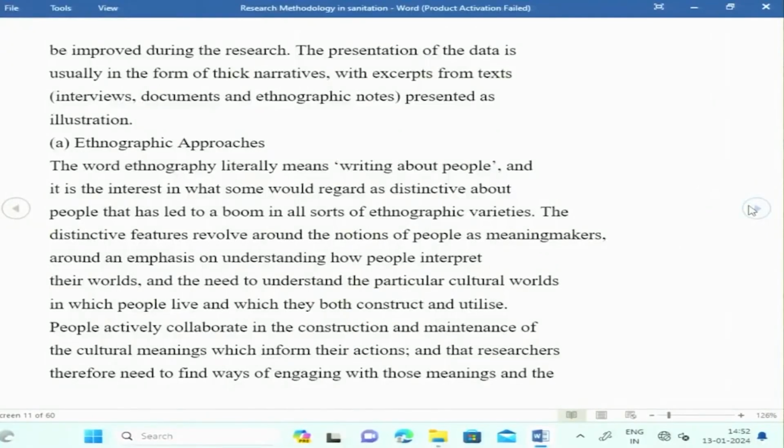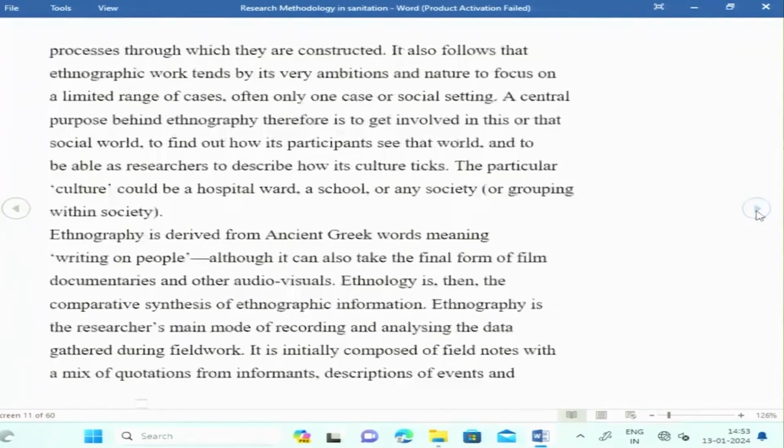Technically speaking, what does ethnography deal with? It is basically writing about the people, and the basic idea is that ethnography treats people as meaning makers. We try to emphasize how people interpret the social world, and also how they collaborate in the construction and maintenance of cultural meaning. All these aspects are part and parcel of the human being, and ethnographic understanding is going to be quite crucial.